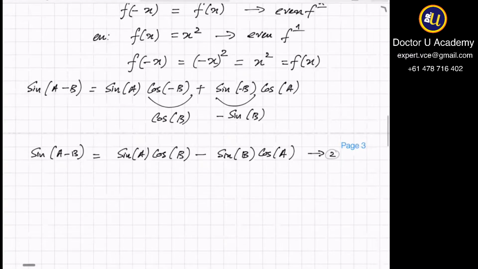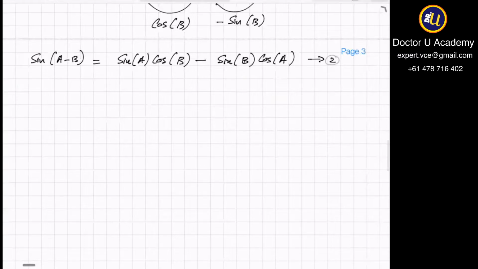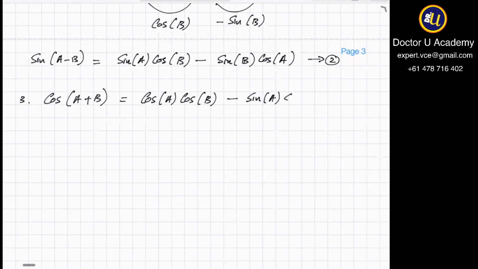So now the third one would be cosine of A plus B. So cos A plus B is equal to cos A cos B minus sin A sin B. So that is your third equation. The proof is not needed here in the VCE context, but we have to understand the equation.